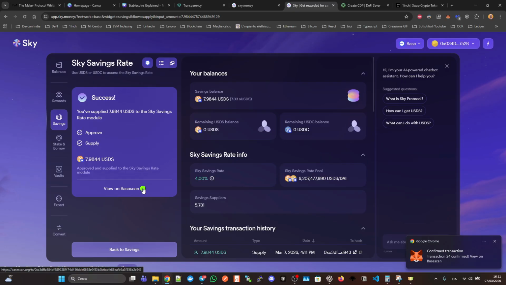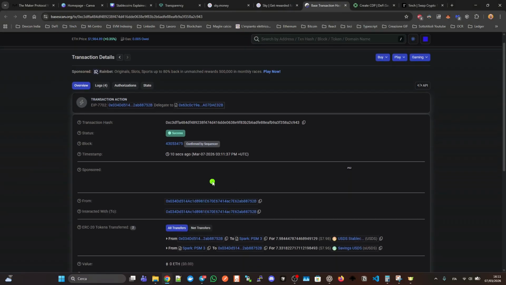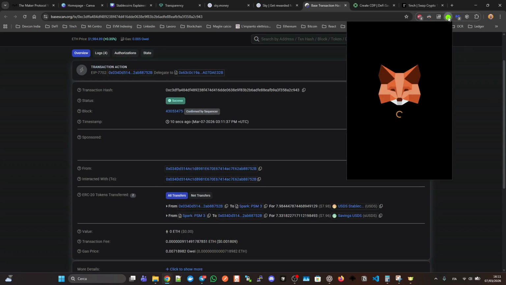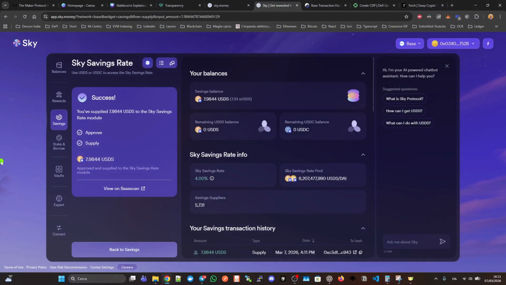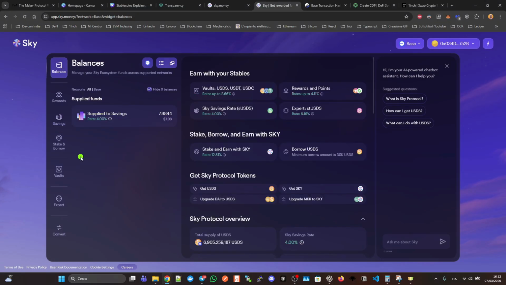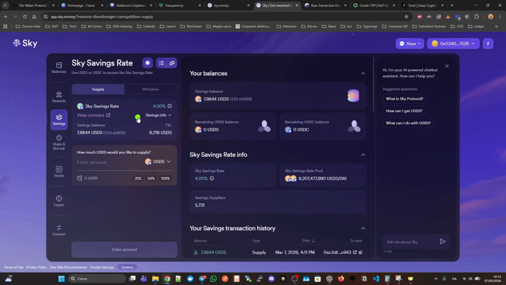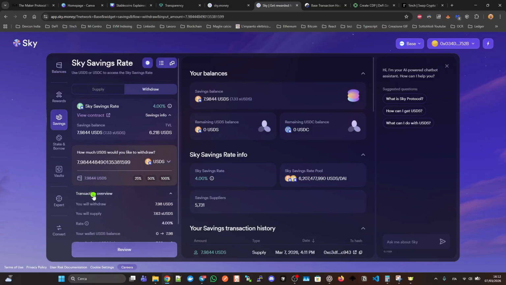Okay, we should be able to see our transaction on BaseScan. I don't think we can; it won't show anything here because we haven't imported the contract. By the way, here if I go to balances, I can see the amount of money that we have supplied. So it will gain 4% a year. Let's say that now we want to withdraw the money, 100%.